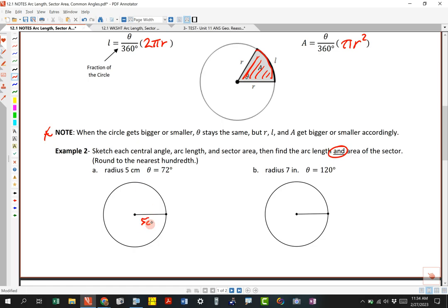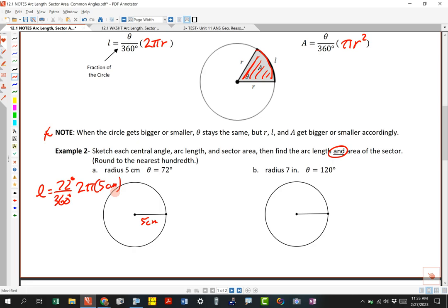Got a picture. 5 centimeters right here. We're going to do arc length, central angle, 72 degrees divided by 360. And arc length would be 2 pi, and we know the radius is 5 centimeters if we wanted to be exact. Okay, now, does anybody know what fraction 72 divided by 360 is? Throw it in your calculator. It's a fifth of a circle, okay?